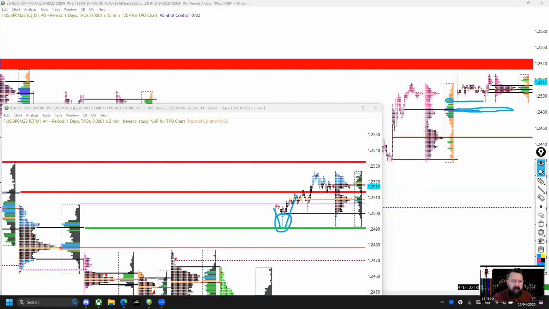So let me now just show you the VWAP. No, let me show you the weekly. So there's a couple of confluences just there alone.